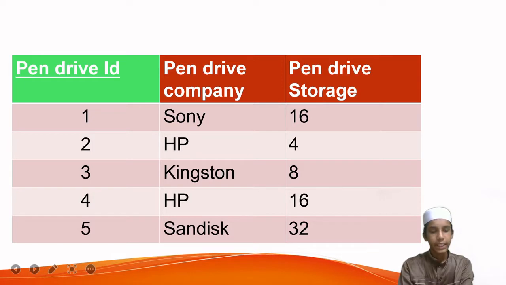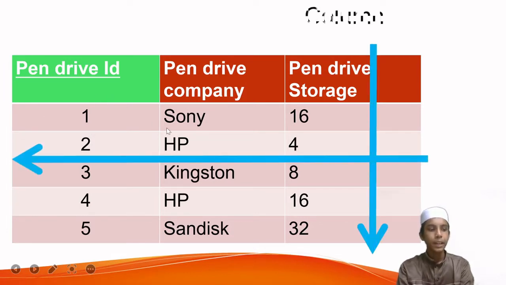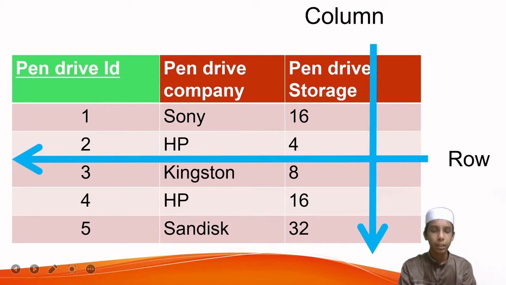So all tables in a relational database are going to have two things: rows and columns. If I combine both of them, then they form a table, which we call a relation in technical terms.